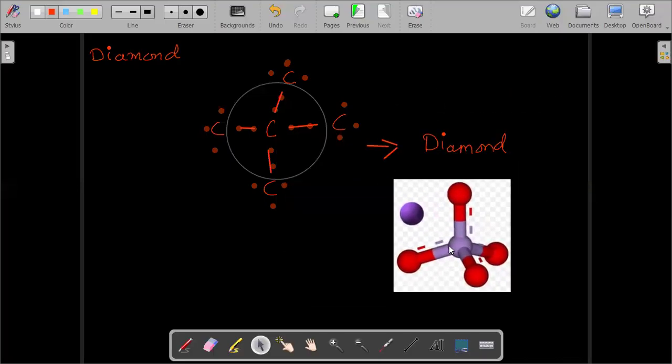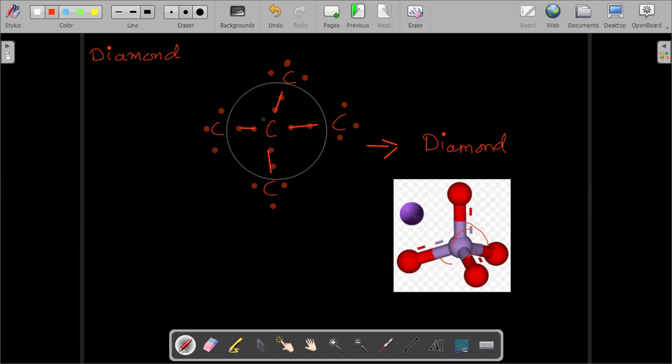So in this way, diamond is formed. Your central atom here is carbon. The central carbon atom, this one, is joined to the other 4 carbon atoms, giving rise to a tetrahedral shape. Here the angle between each of the bonds is not 90 degrees. Everywhere you'll find the angle to be about 109 degrees. So this is a tetrahedral structure. When carbon combines in this way, it gives rise to a diamond.